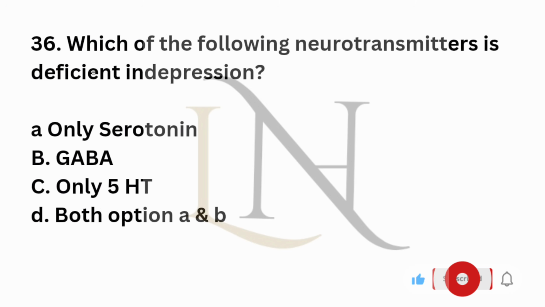Which of the following neurotransmitters is deficient in depression? Option A, only serotonin. Option B, GABA. Option C, only 5-HT. Option D, both options A and B. Correct answer: Option D, both options A and B. Serotonin and GABA is the correct answer.